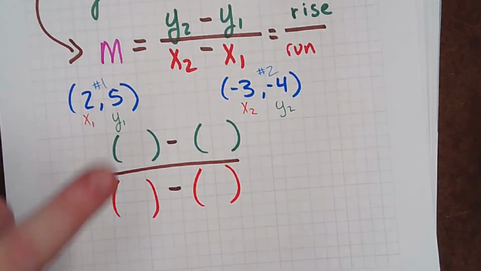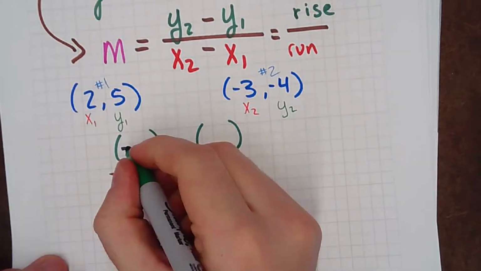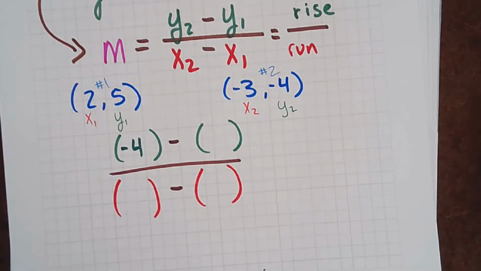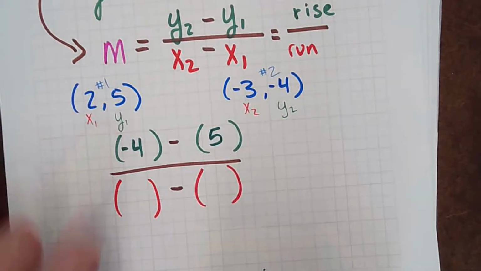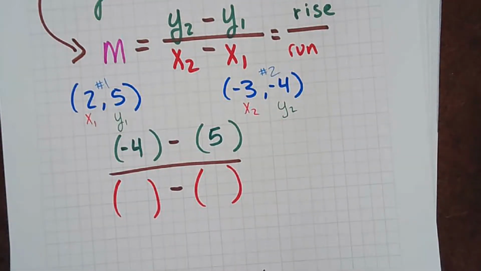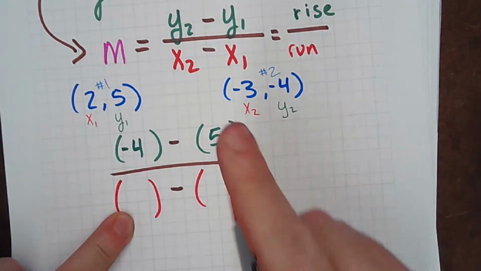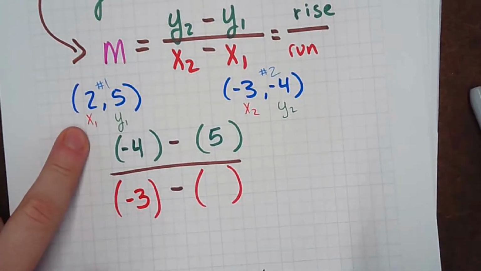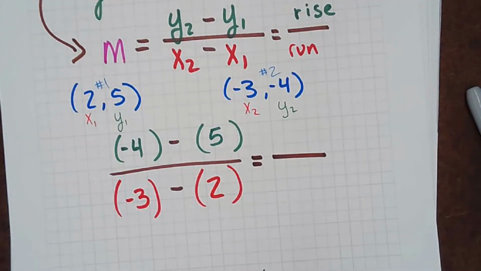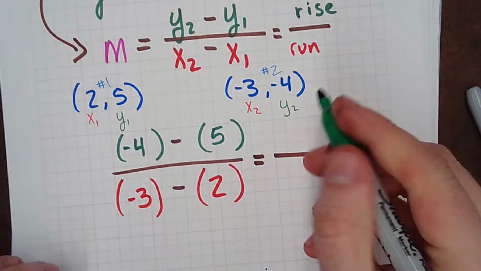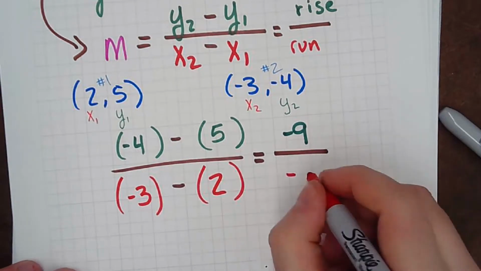We start out with y2, which in this case is -4. Again, order matters, so make sure you're consistent. So that's -4, and it says minus y1, so we subtract y1, which is 5. Then on the bottom, we subtract x2. Remember, we did y2 first, so we need to do x2 first over here. So x2 is -3, and x1 is 2. When we subtract these, we can simplify and get one nice slope. -4 minus 5 is -9, and -3 minus 2 is -5.